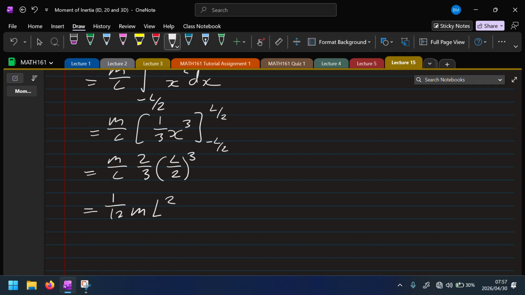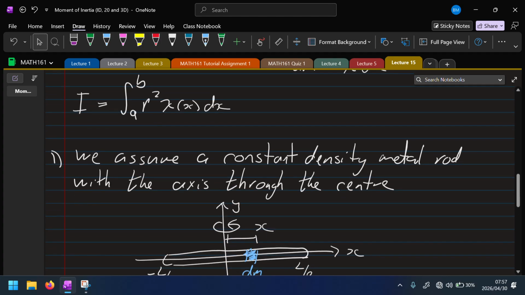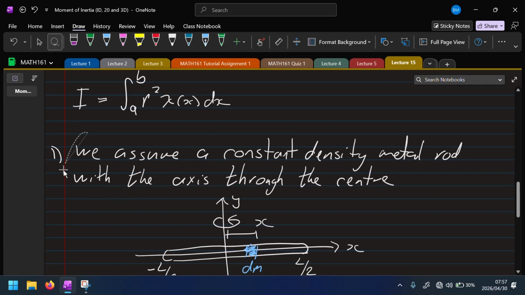This is the moment of inertia where the axis is through the middle. Okay. It's how difficult it is to rotate around. The larger the number, the more difficult it is to rotate. Okay, so that's for the case 1. Let's set up the integral for case 2, and then we can compare. Okay, so case 2, we have the same sort of thing. So let's just copy this over.